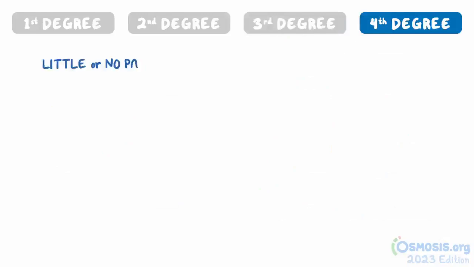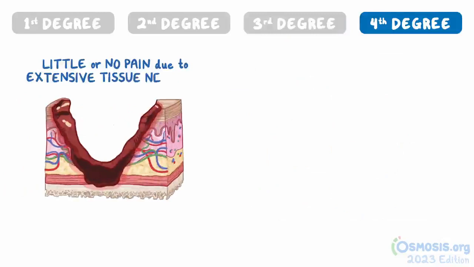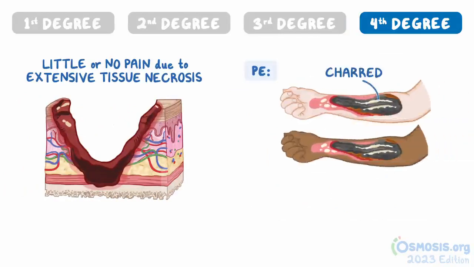Lastly, let's talk about the most severe burn category, 4th-degree burns. In 4th-degree burns, there is little or no pain due to extensive tissue necrosis. On exam, the skin appears charred and the burn extends down to the muscle, tendon, or bone.